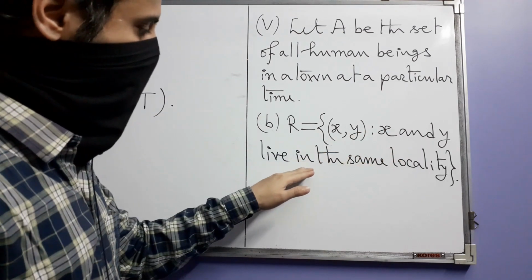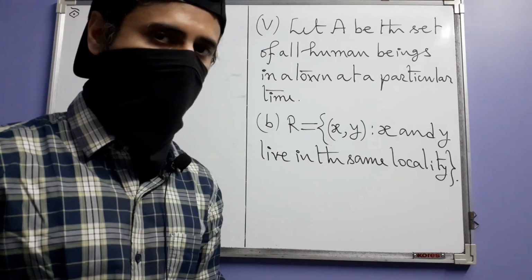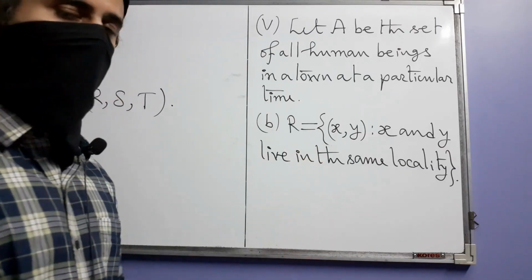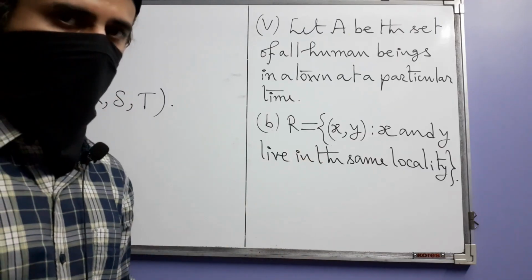X and y are related if they live in the same locality, and arguing just like that previous one, you can clearly see that this is also an equivalence relation.